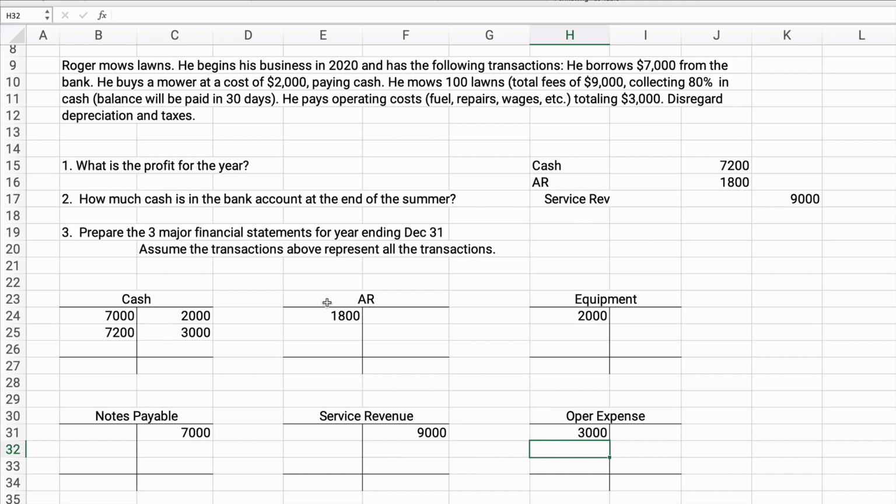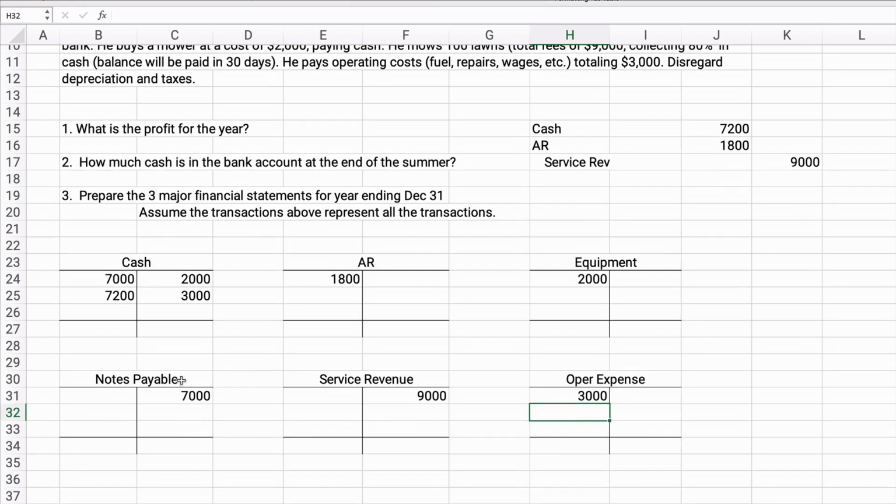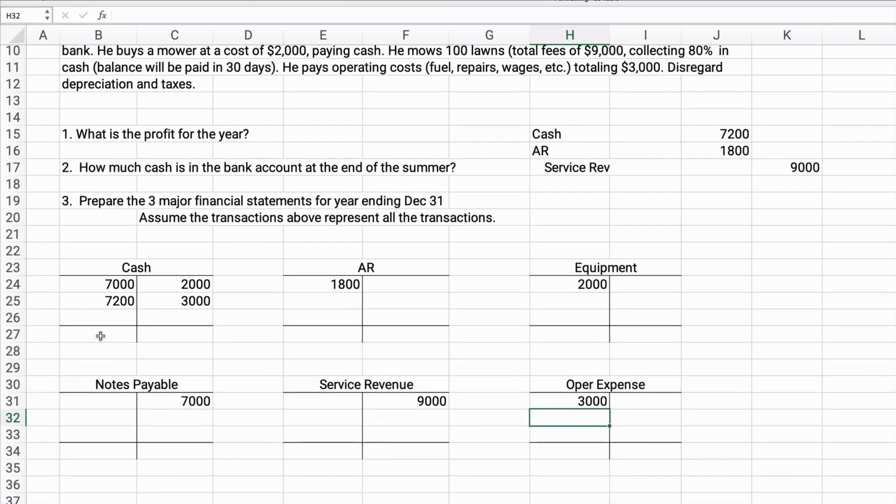So instead of doing traditional journal entries, we just started with the accounts and put the debits and credits in the account so we can figure out the balance of each account. So one of the first questions we have is, what's the balance of cash? Well, we're going to start with 7,000 plus the 7,200 minus the 2,000 and then minus the 3,000.